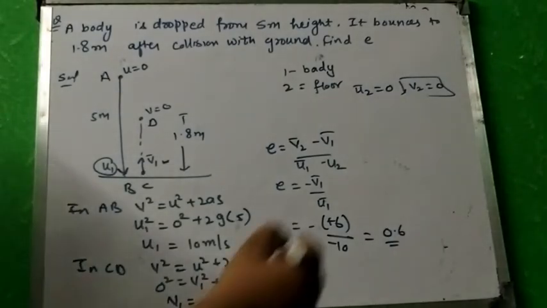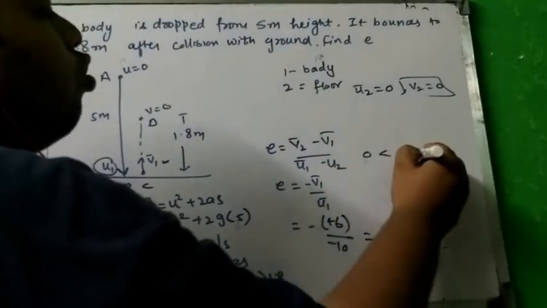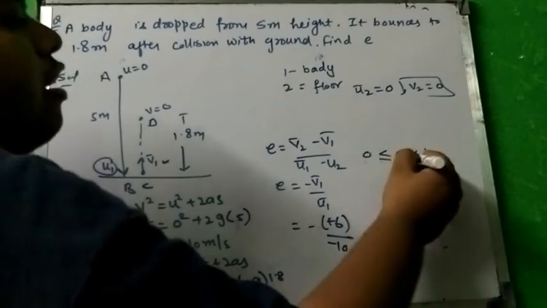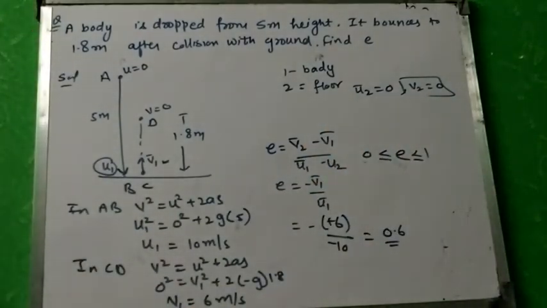So generally E always lies between 0 to 1. Although it can be equal to 0, it can be equal to 1. In special cases, that is the superelastic collision, it can be more than 1 also. But generally E always lies between 0 to 1.